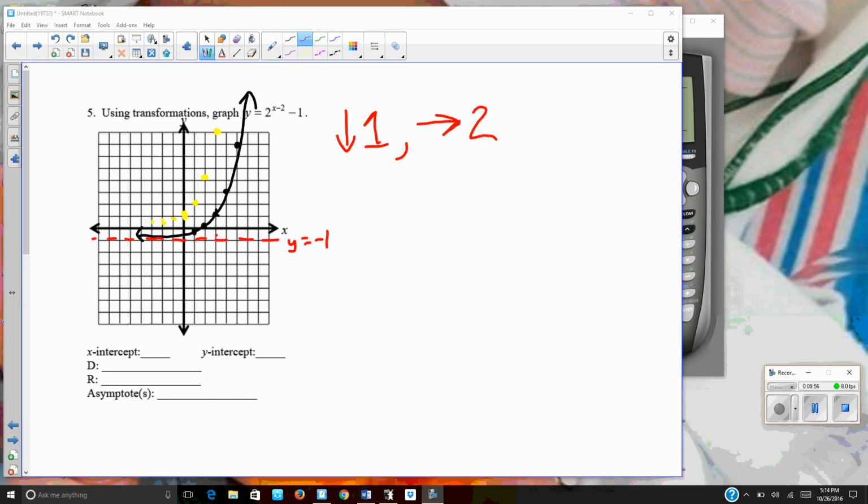All right, so that should be number 5. It's been shifted down 1 and right 2, which means this one has an x-intercept. The x-intercept looks like it's at the point (2, 0). The y-intercept, you could estimate there what it is. It looks like it crosses at a decimal. Domain is still all real numbers. But the range, since this has been shifted down 1 unit, the range is y is greater than or equal to -1, and the asymptote is the line y equals -1.